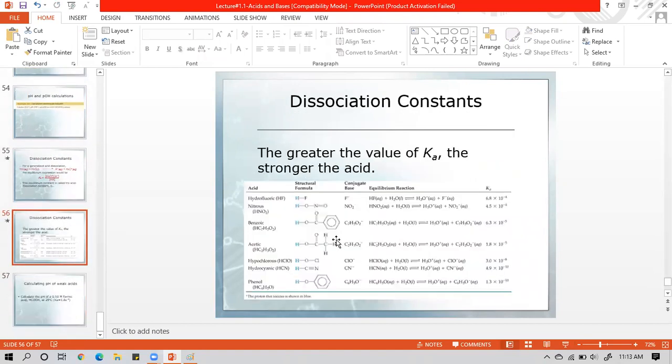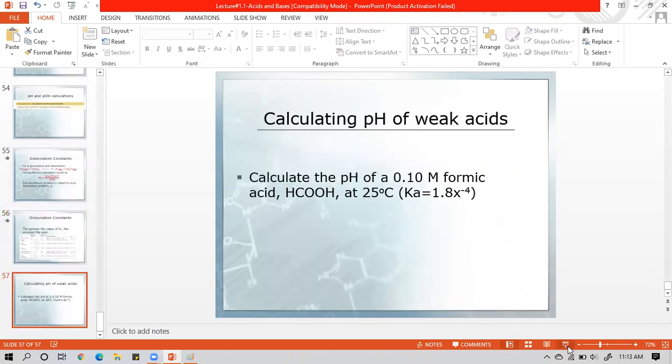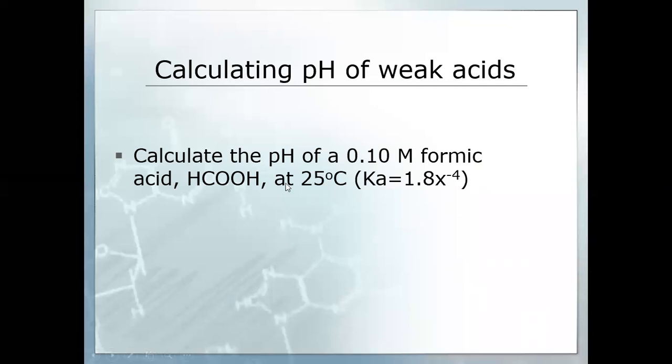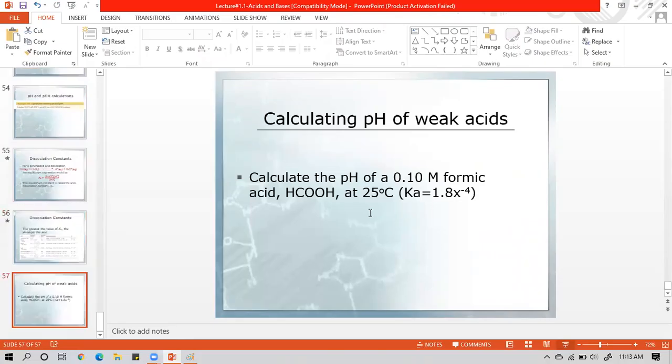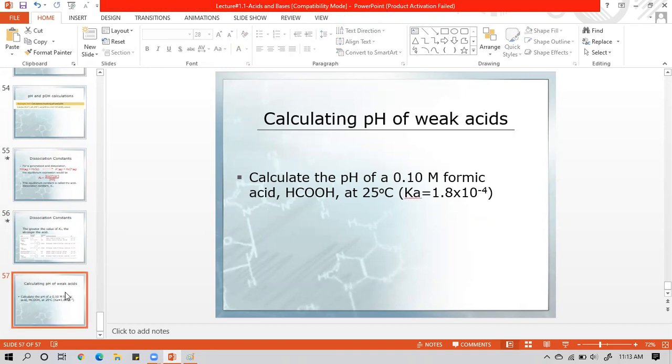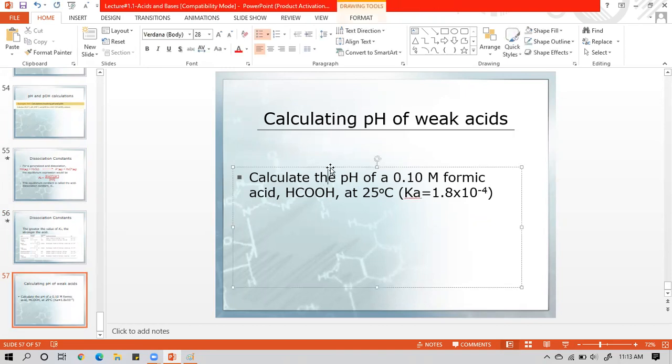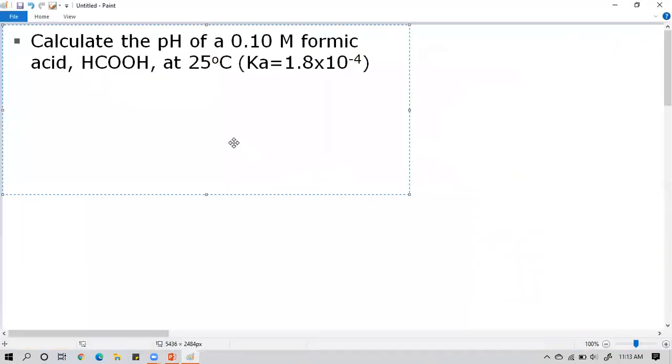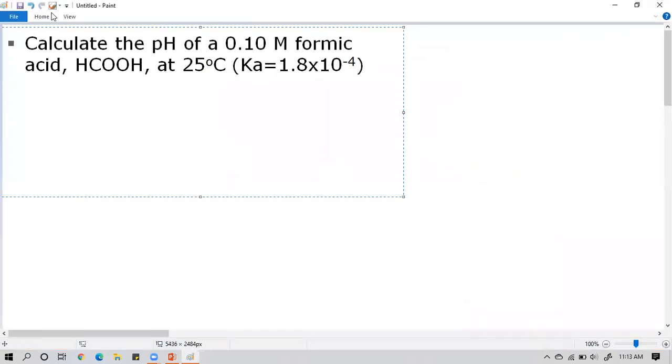Now let's calculate here. Calculate the pH of a 0.10 molar formic acid at 25 degrees Celsius, and the acid dissociation constant of the formic acid is 1.8 times 10 raised to negative 4. So how do we calculate this part here? Now, kung siya ay strong acid, di ba? Kung strong acid siya, ang bilis ng calculation natin, guys, di ba?